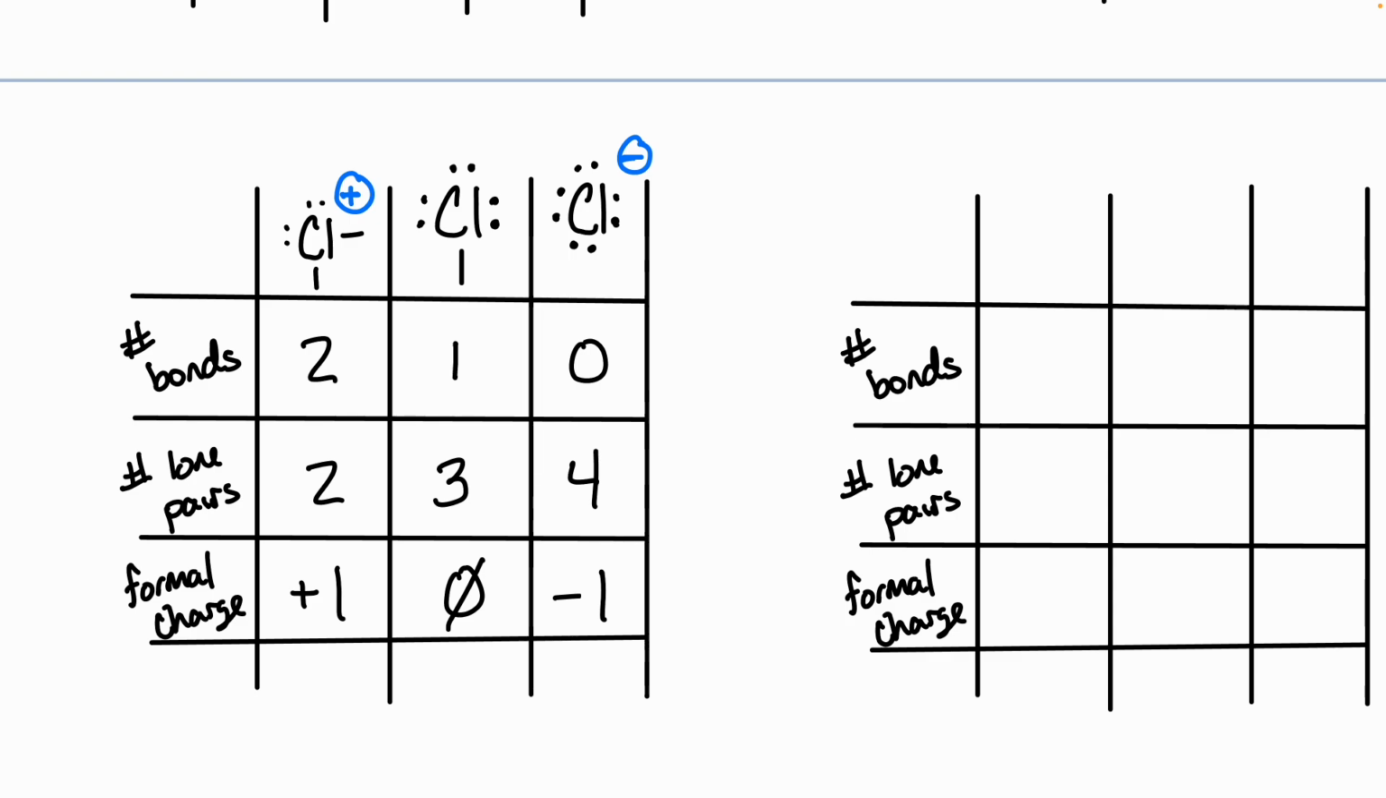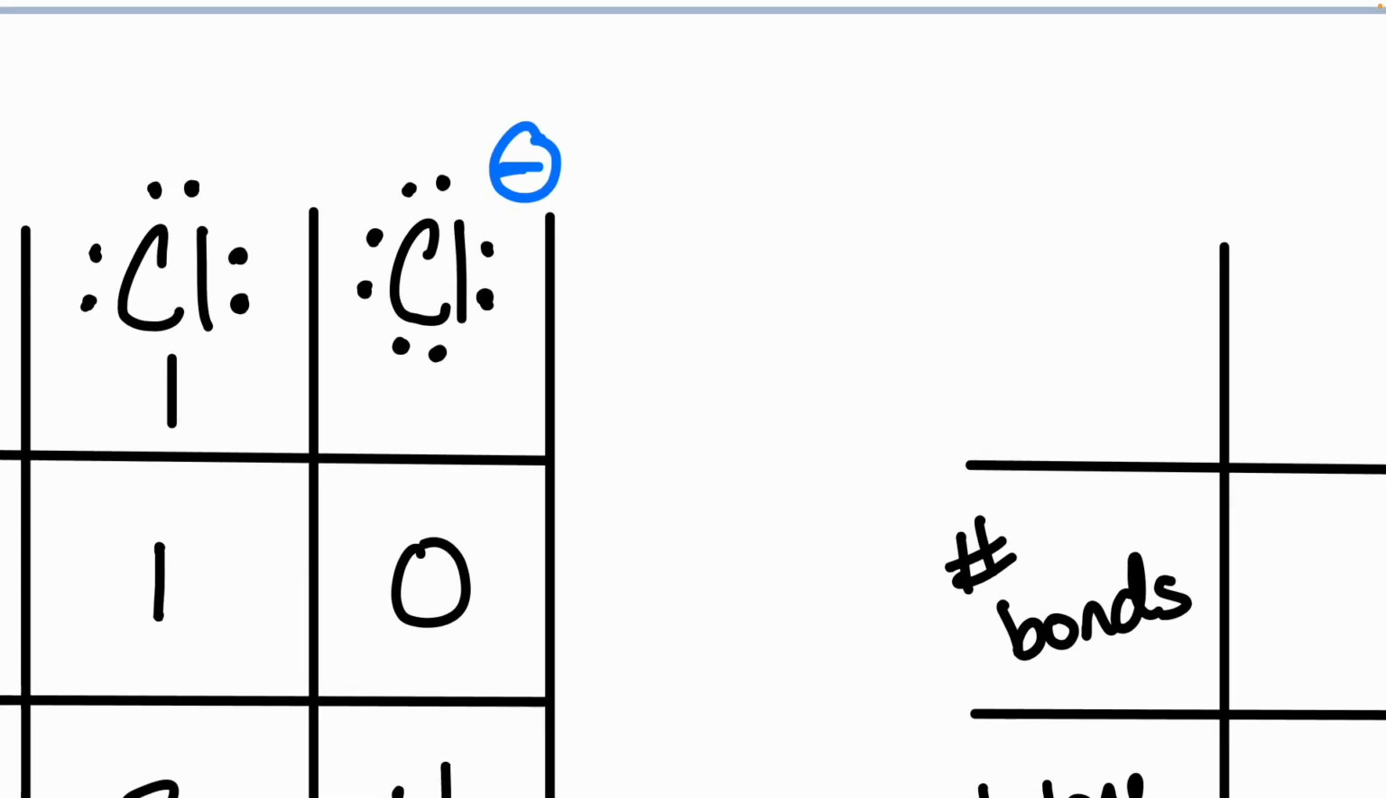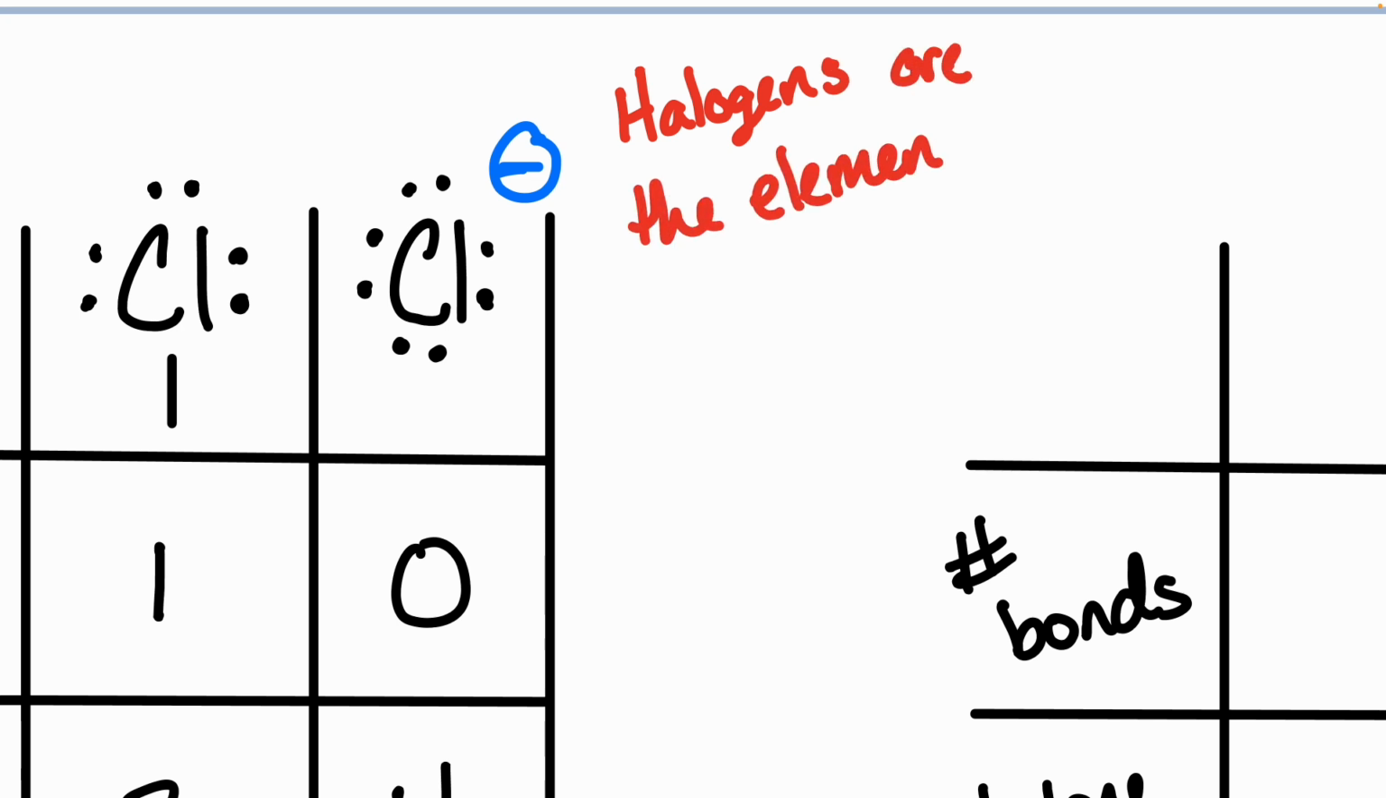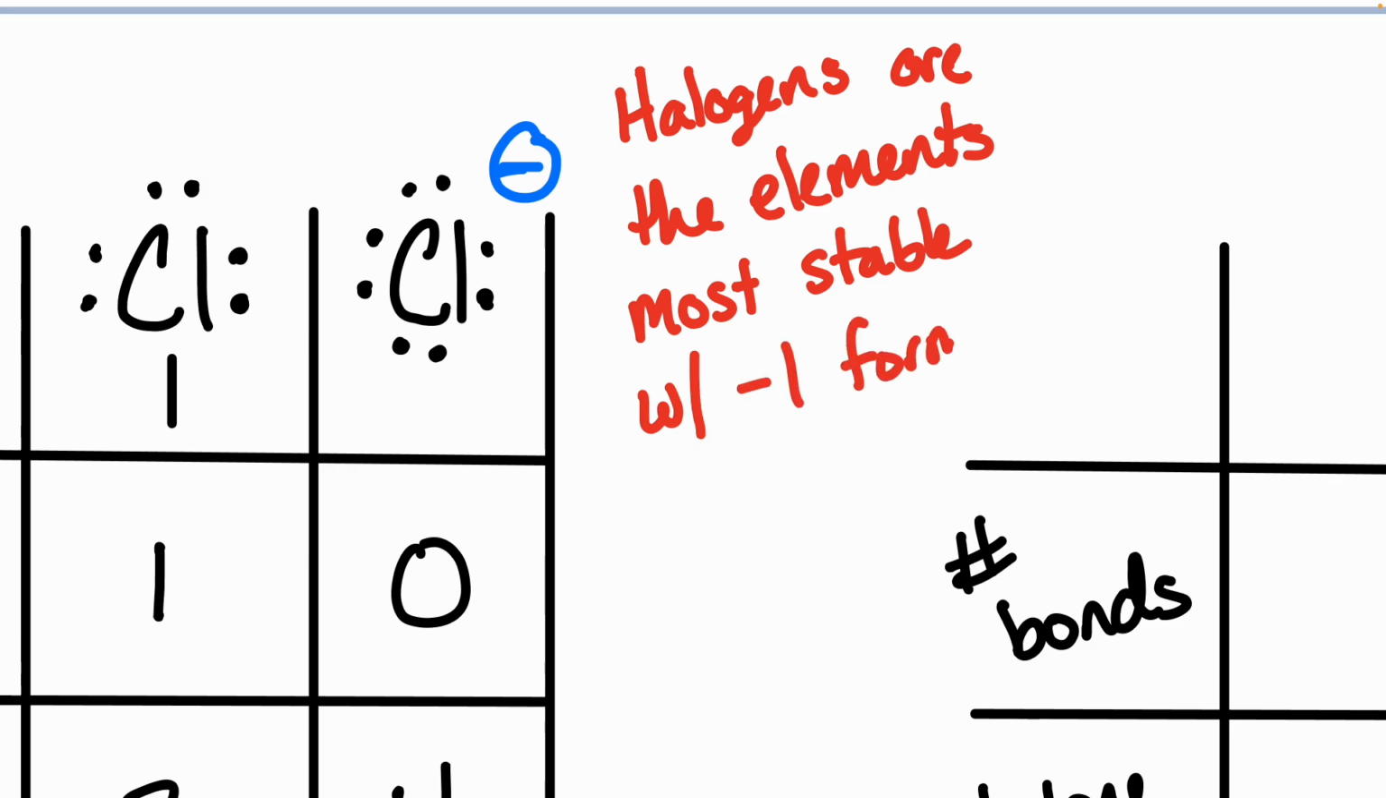Okay. Now, about this chloride ion, these halide ions when they have a -1 charge, we can make note that our halogens are the elements that are most stable with a -1 formal charge. So you very often see these halogens in nature in this formal charge state of -1. Sodium chloride, for example, table salt, is an example of chlorine as a chloride ion.